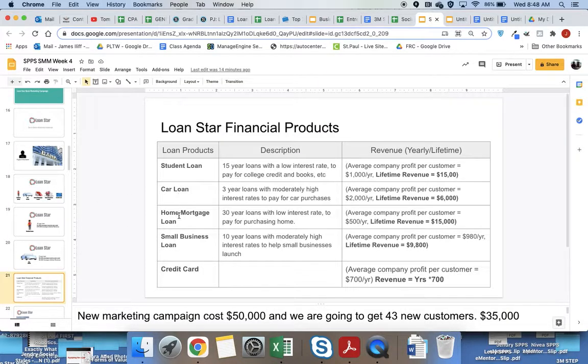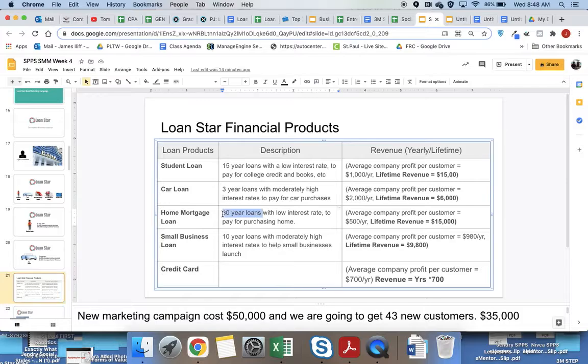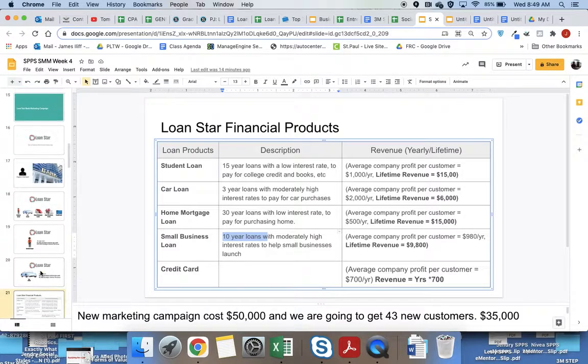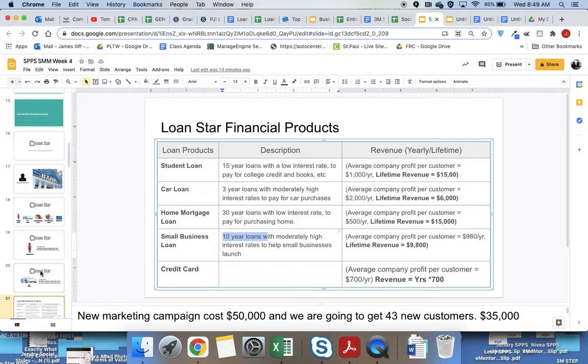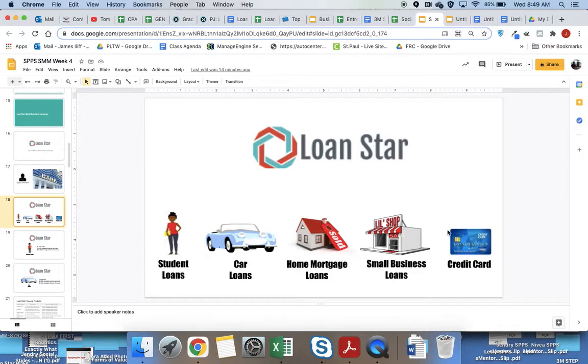So student loan, car loan, home mortgage. Home mortgage loans are 30 years. Small business loans are 10-year payback. So that's the length of time that people are paying them back. So a home mortgage, people take 30 years to pay that back. Small business loan typically takes about 10 years to pay it back. And then here the revenue information over here and credit cards, etc. So your job is to find a customer segment that is big enough to meet the 30% growth rate that you want to see. You're going to match them with a loan type.